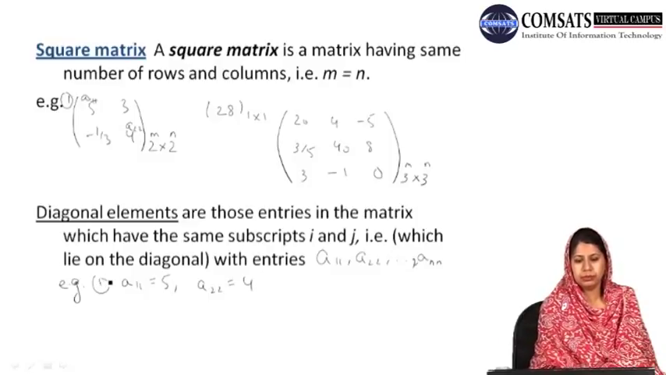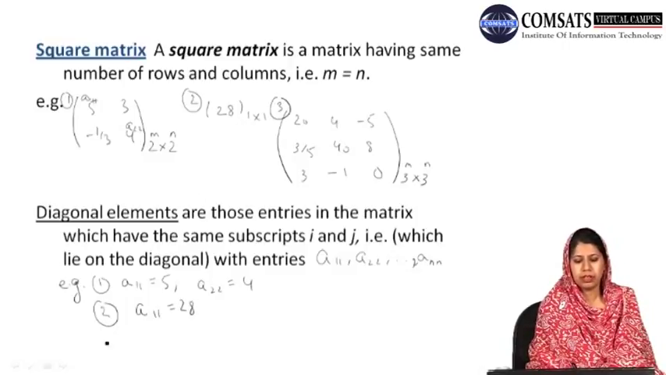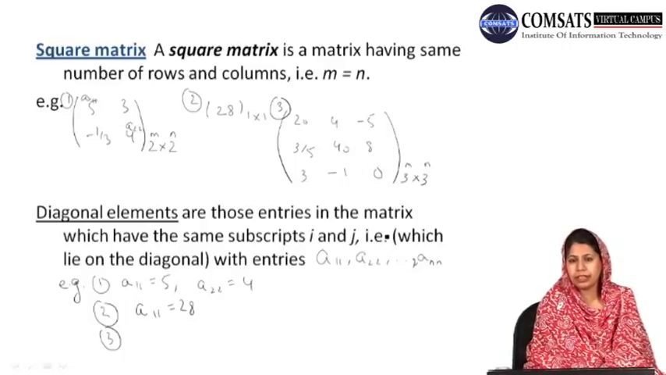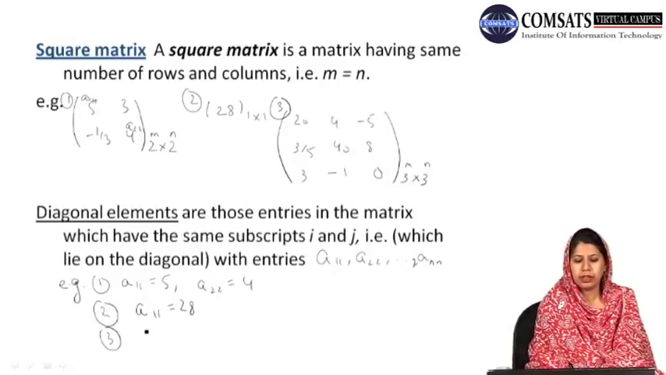Okay, in example 2, the order is 1 by 1, which means that we will have only one diagonal element here, which is A11, which is 28. Okay, in example 3, the order is 3 by 3, which means that we will have at most 3 diagonal entries, namely A11, A22 and A33. And what are these entries?